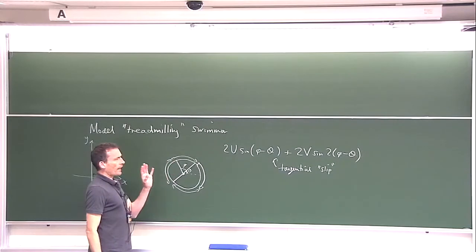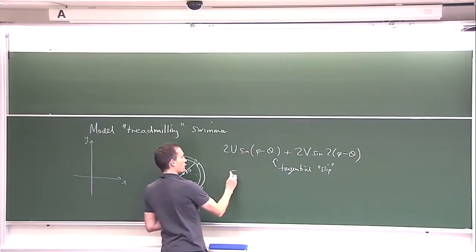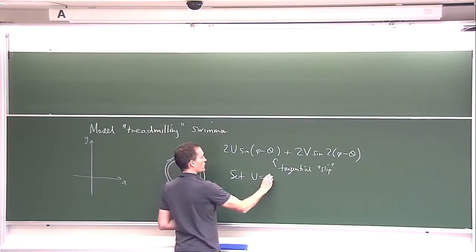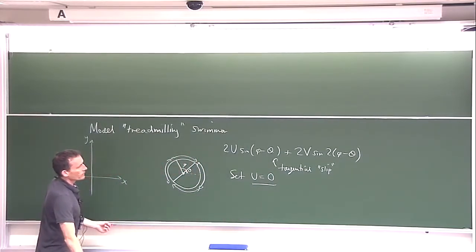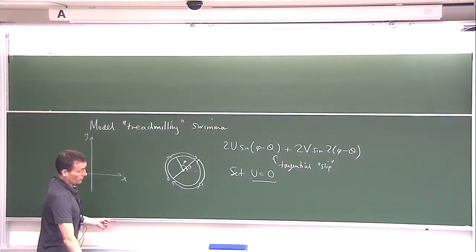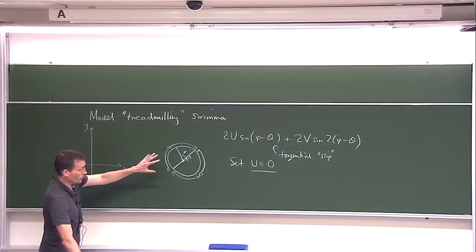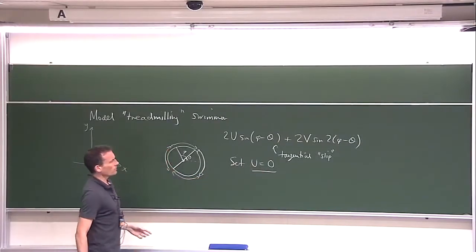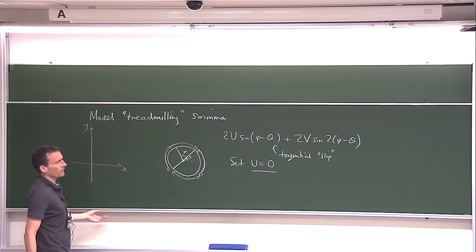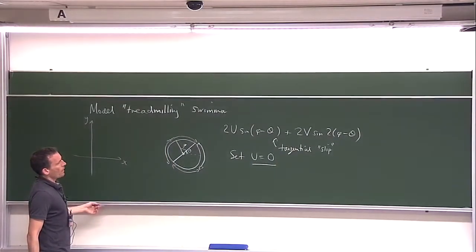And I actually set u equal to 0. I didn't have to do that. I did because in that case, if the swimmer is situated in free space, it doesn't move. Okay, I could keep this in, and then the analysis is different, but the steps are the same.